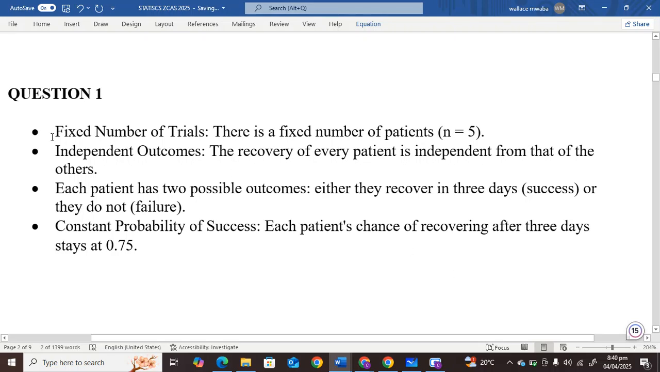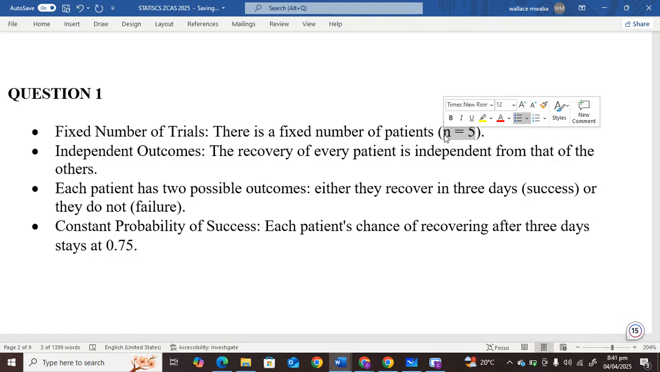First condition of a binomial distribution is there has to be a fixed number of trials. When we say a trial here, we mean the number of people basically, or the number of objects, whatever you're investigating. Okay, so here there's a fixed number of patients, which is 5. That's the first condition of a binomial distribution. Fixed number of trials, that's a fixed number of people on whom the experiment is being done.